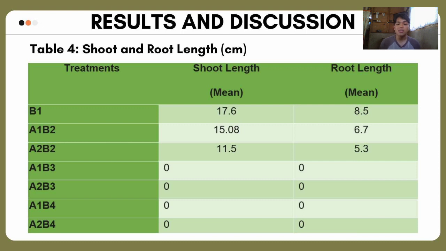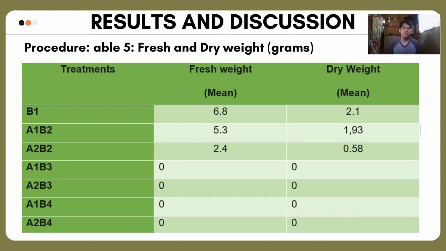This result suggests that treatment B1 positively influences both shoot and root development in cacao plants, indicating its potential role in enhancing overall plant growth in the sand medium. Table 5 shows the fresh and dry weights of different treatments. The experimental results demonstrate notable variation in the fresh and dry weights of cacao plants grown in sand medium under different treatment conditions. The control group B1 exhibits the highest mean fresh weight at 6.8 grams, accompanied by a considerable dry weight of 2.1 grams, suggesting robust growth.